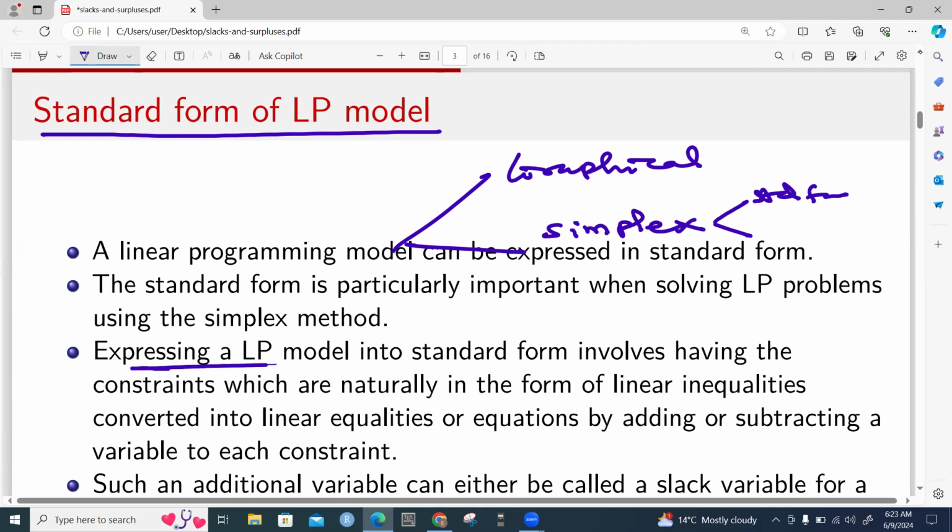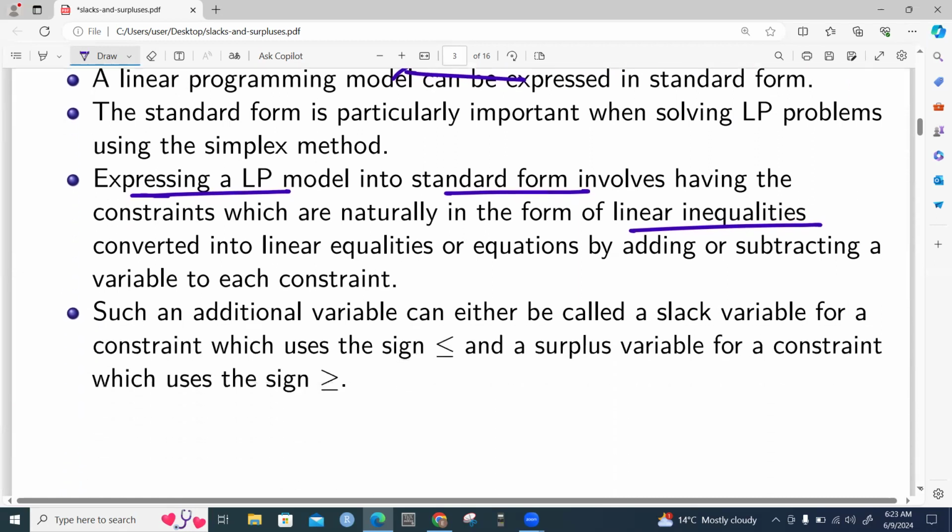So just like you have said, expressing a linear programming model into standard form involves having constraints which are naturally in the form of inequalities converted into equations. This can be done either by adding or subtracting an additional variable, which could be a slack or a surplus. So we have said that if the variable is added, then it's a slack, and if the variable is subtracted, then it's actually a surplus variable.